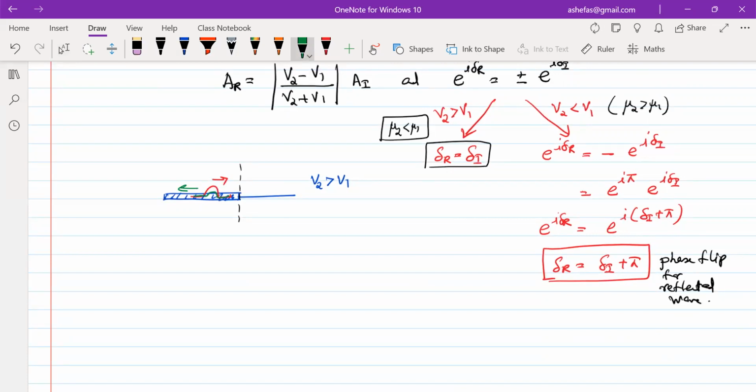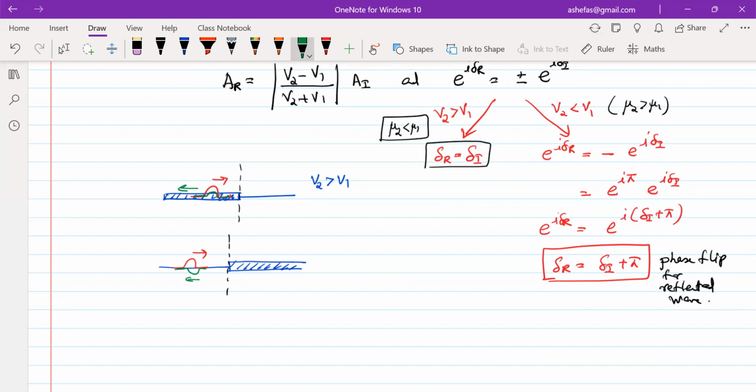Now what about the opposite situation? So you have a lighter string first, then a thicker string second, a boundary here, you have an incident wave, then the reflected wave will have a phase flip. There is a phase flip of pi. Okay, so that is what is meant by this phase difference.